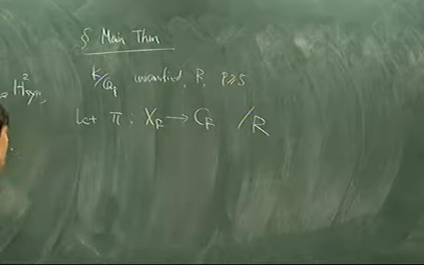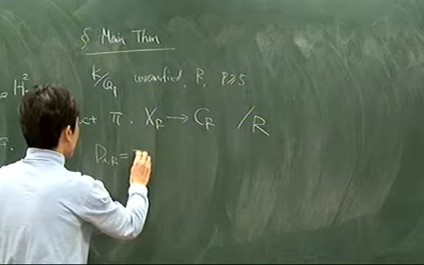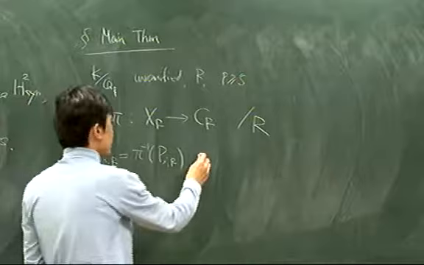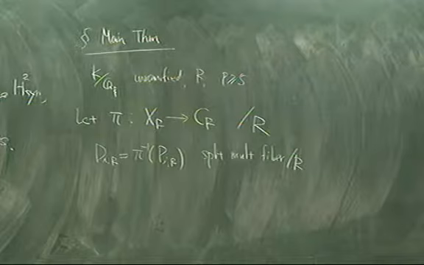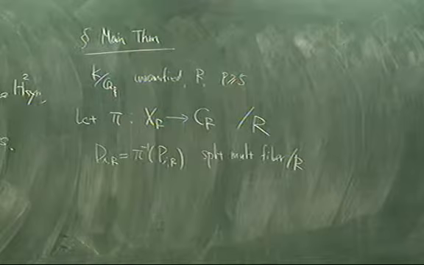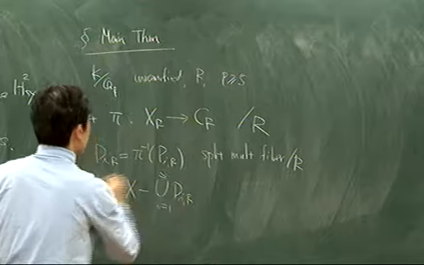And DiR, this is the assumption, okay? And this is the split multiplicative fiber over R. So everything has a good reduction. And put UR is X minus DiR. Okay, I call i from 1 to S.